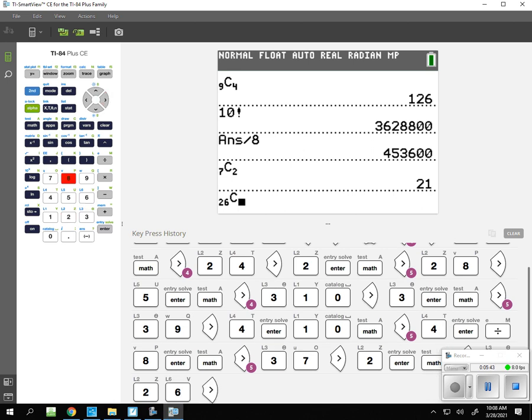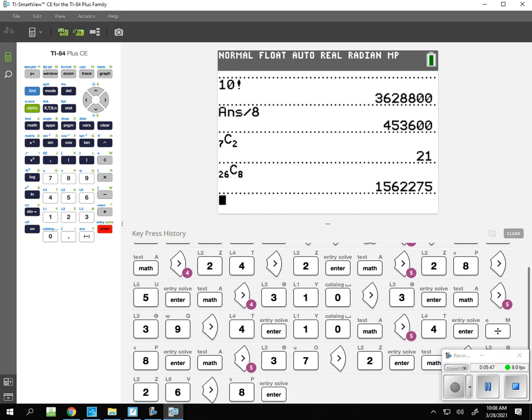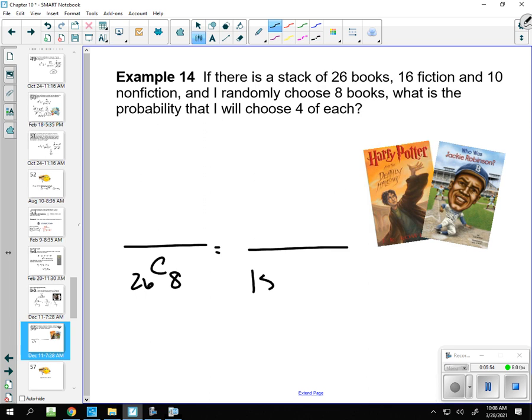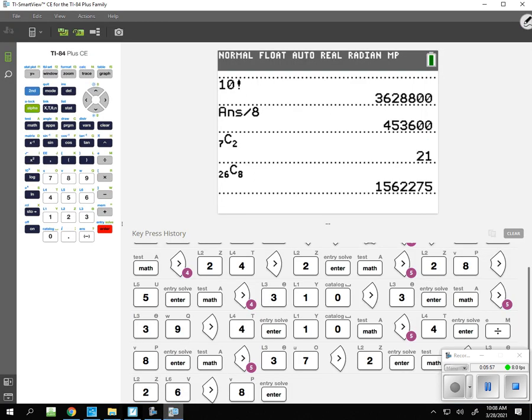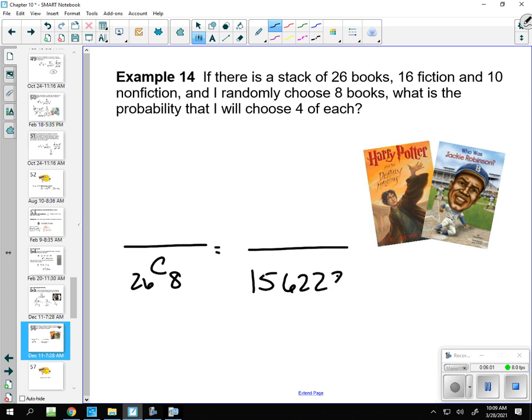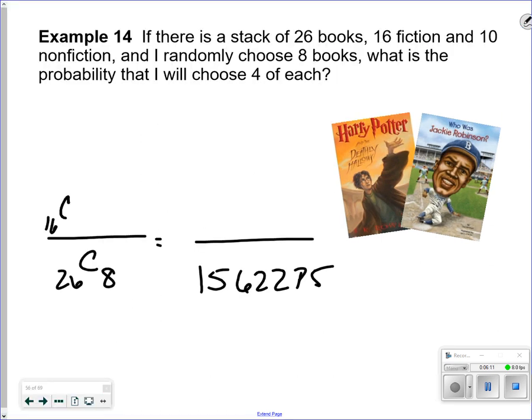Math, probability, number 3, 26 choosing 8. There are 1,562,275 possibilities here. That's how many possibilities. Now, my success here is, of the 16 fiction books, I get four of those. And notice I use the word and, of the 10 nonfiction books, I get four of those. Remember, we're talking about the word and. One has to occur and the other has to occur, so you're going to multiply those two together.